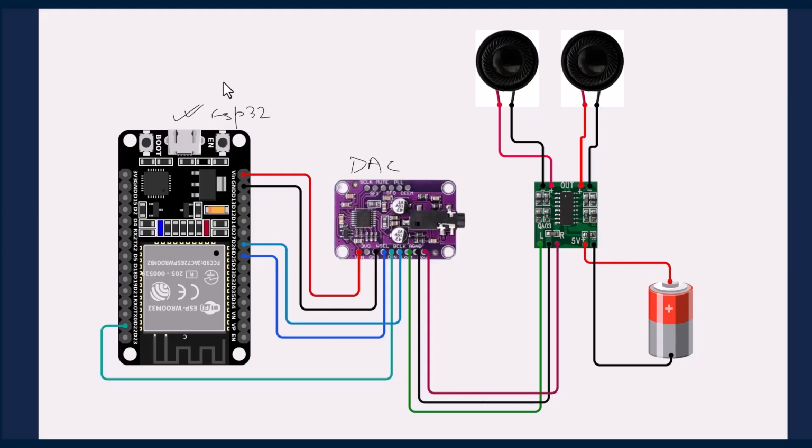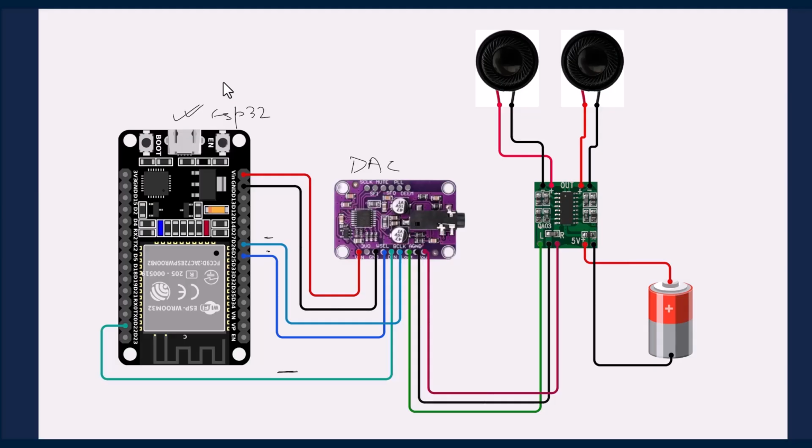Now, if we look at the wiring, we're connecting the ESP32 to the DAC using three main pins for I2S communication. GPIO 26 from the ESP32 goes to the BCK pin on the DAC. That's the bit clock. GPIO 25 connects to LRCK, also known as the word select or left right clock. And GPIO 22 goes to DIN. That's the digital audio input on the DAC.